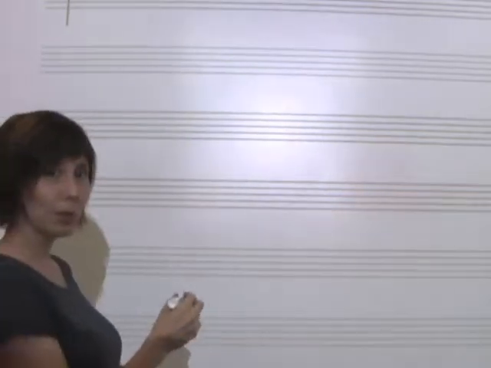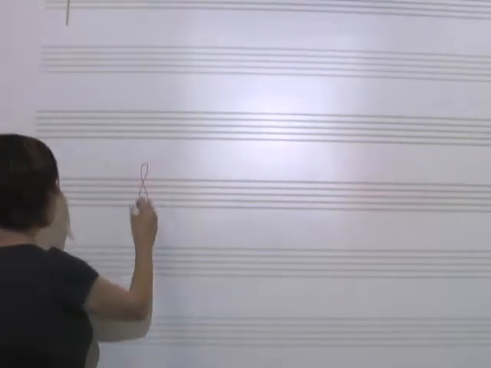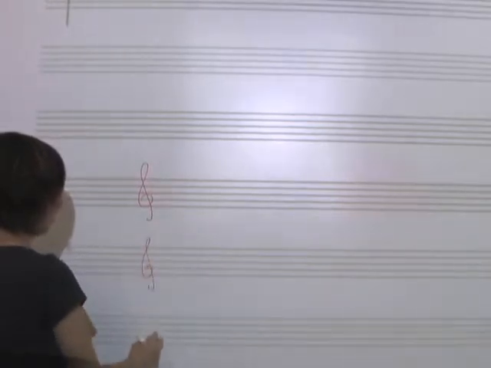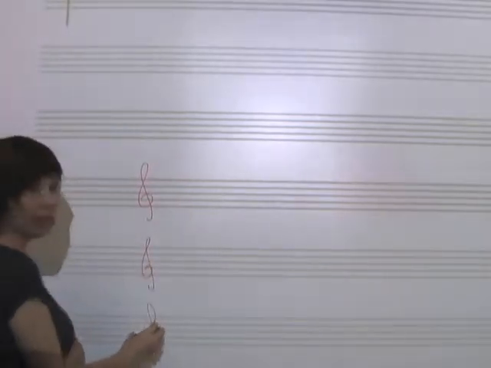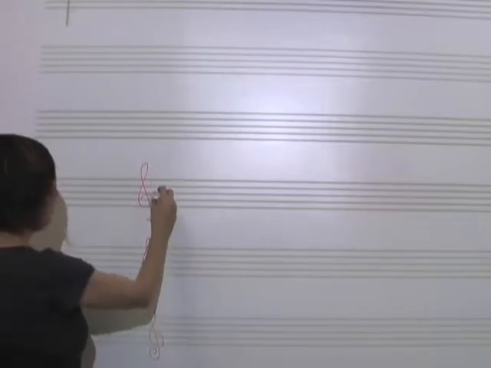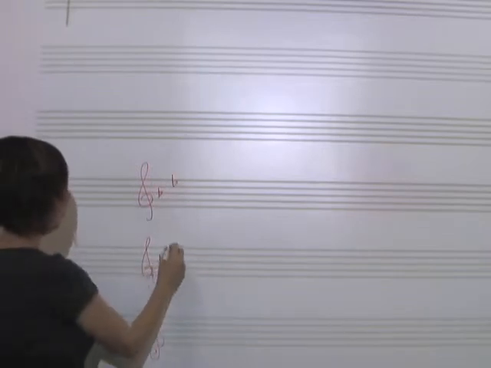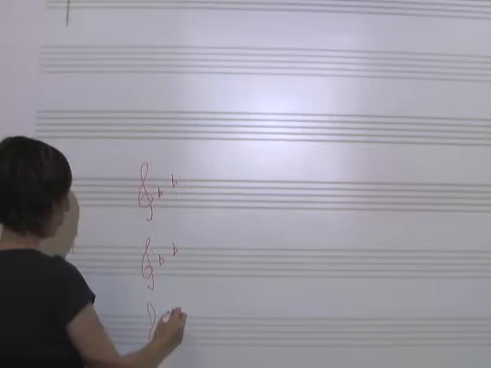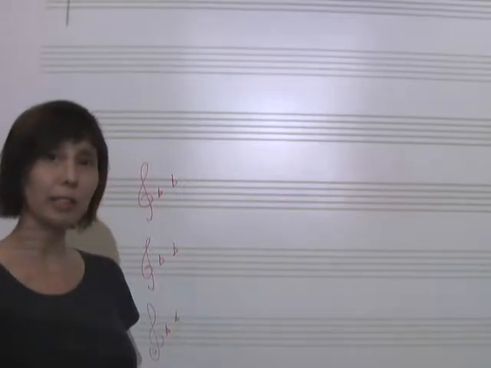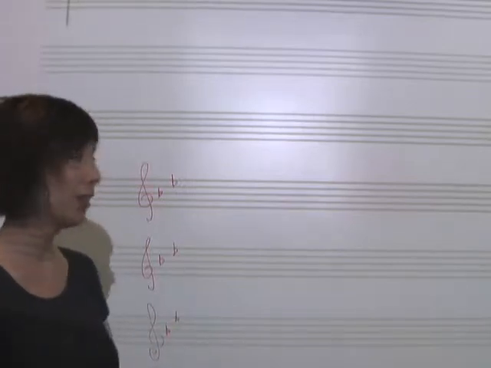So normally in a piece of music, at the very beginning, you will see the time signature, and then you won't see that again unless it changes. But on every single staff, you'll see a clef and a key signature. So if this was my piece of music, then on every staff, I will have a clef and a key signature.